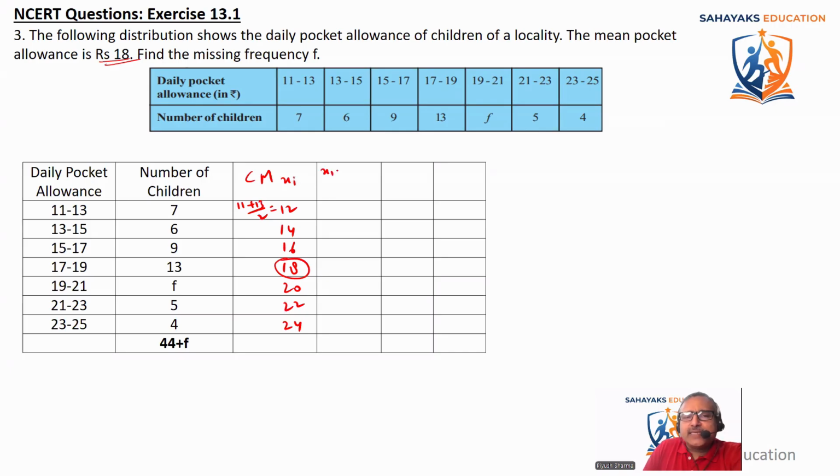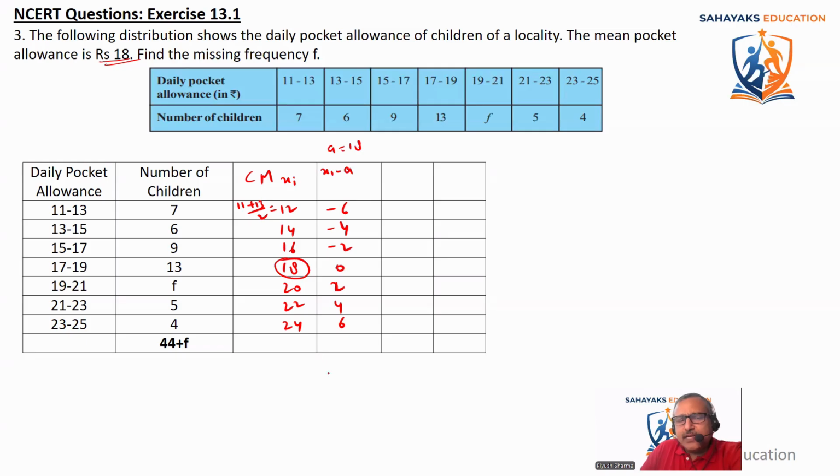Now we're going to find out xi minus a. So here we considered a is equal to 18. So it's 12 minus 18, which is minus 6, 14 minus 18 is minus 4, 16 minus 18 is minus 2, 0, 20 minus 18 is 2, 22 minus 18 is 4, and then this comes out to be 6.